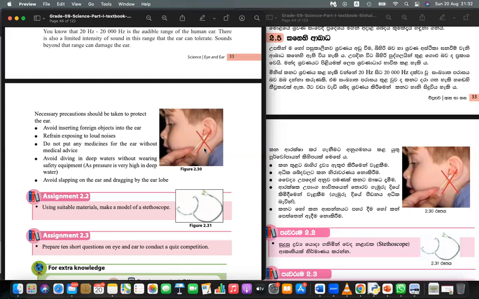Okay. Totally safe, unless you forget to breathe properly. You have to come out of the water and start breathing. That is the only thing. And another thing is avoid slapping the ear and dragging the ear by the earlobe. This happens in childhood, and in some schools. Sometimes this can happen even among friends.